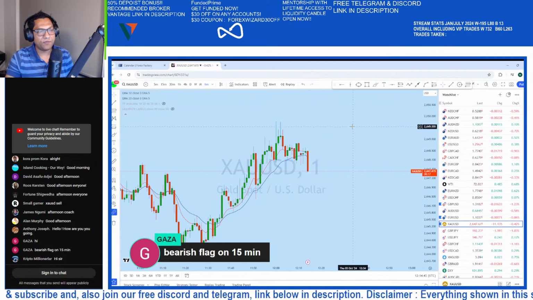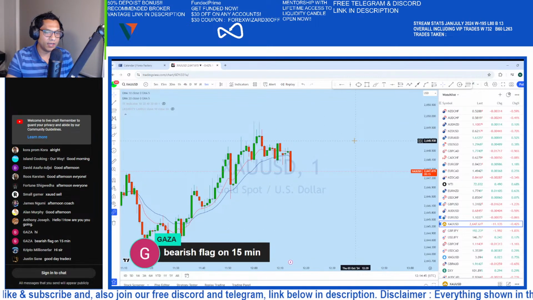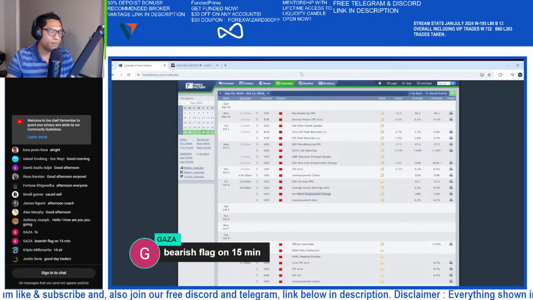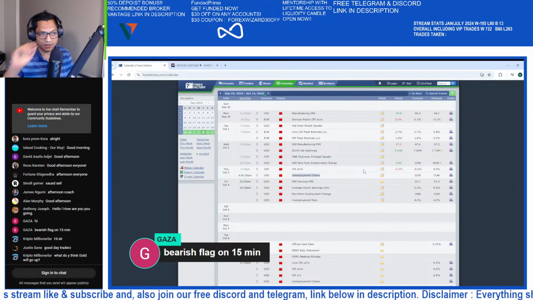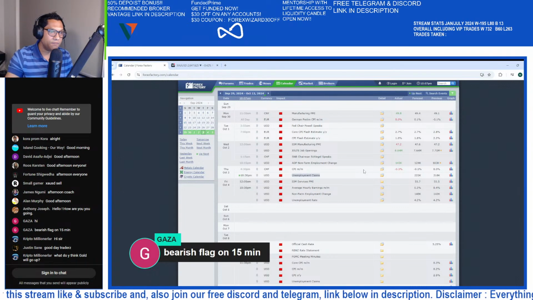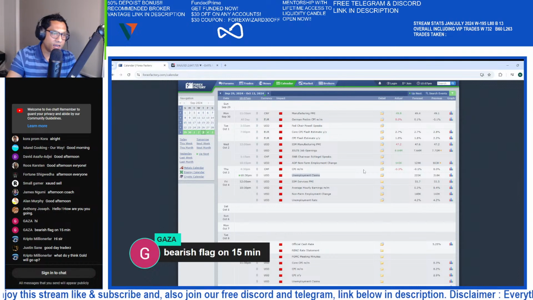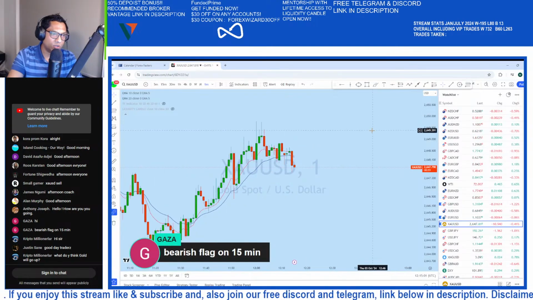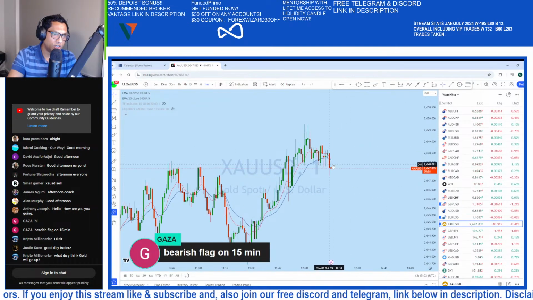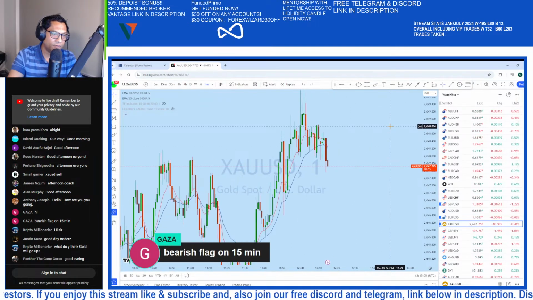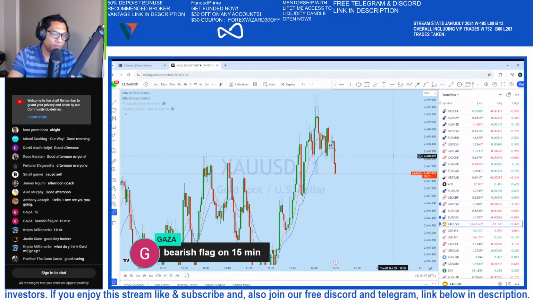Now we can see after quite a few long weekly candle formations, the market is trying to break below. We have unemployment claims coming in 15 minutes' time. So with that unemployment claim, I think that XAUUSD might potentially see downside from that level.